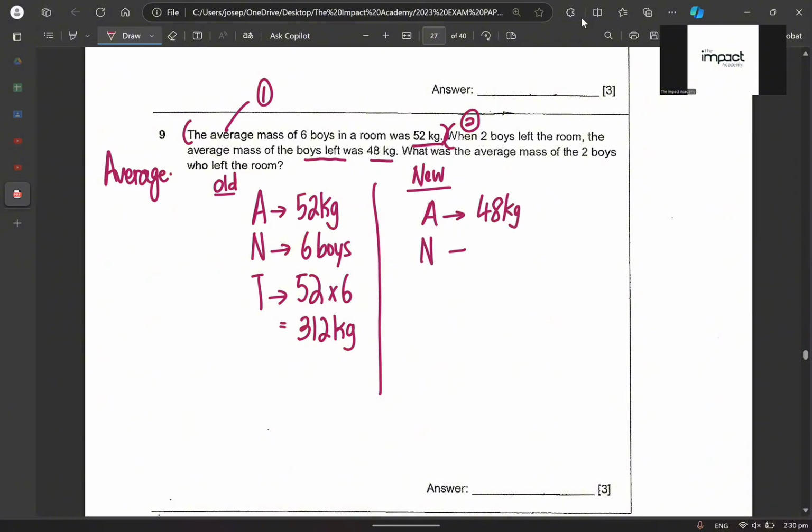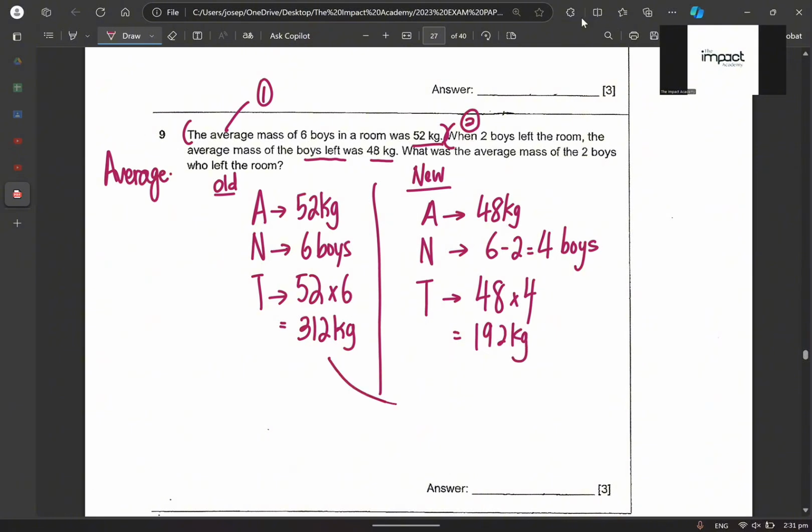My number is actually close to 4 boys, right? Why 4 boys? Because I have 6 over here, 2 left. I'm left with 4. Okay, and finally, we have our total. Our total is basically close to 48 times 4. But when I do 48 times 4, I will get to an answer of 192 kg.